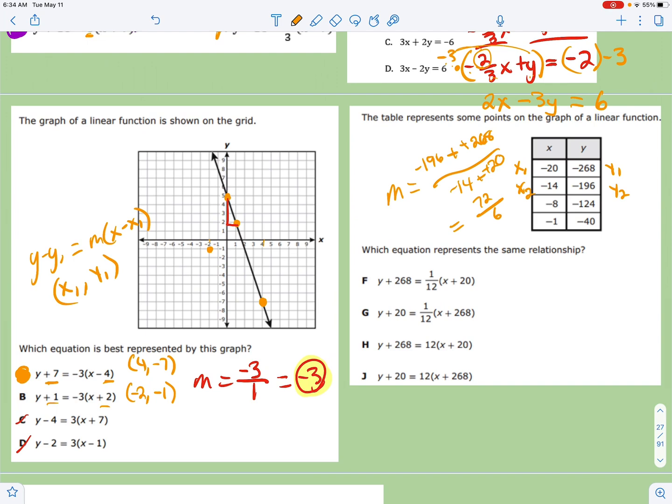All right. 6 goes into 72 how many times? Yep, 12. So that means F and G are out of the question. Now we have to determine the x1, y1. Which one is it going to be? Is it going to be H or J? All right, so they kind of mixed up their x and y. They're trying to confuse us here, right? But notice that the y is -268, so therefore this one is the one that wins. H.